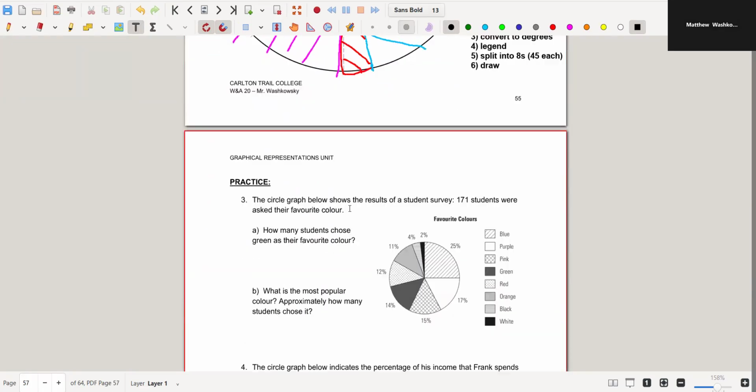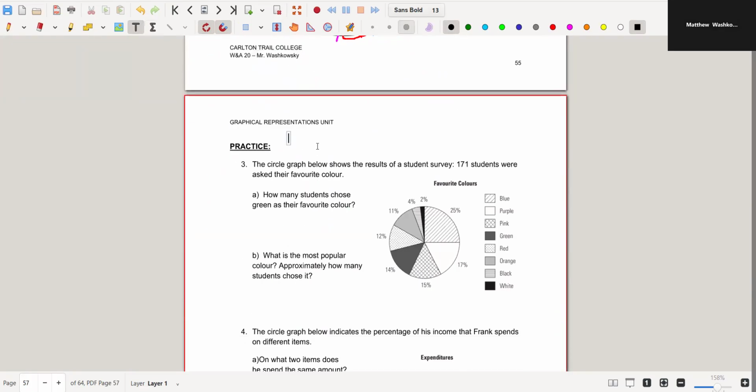Okay, so what you guys can do now here is you can complete all practice and review questions, complete the assignment on the LMS, and complete the chapter test.